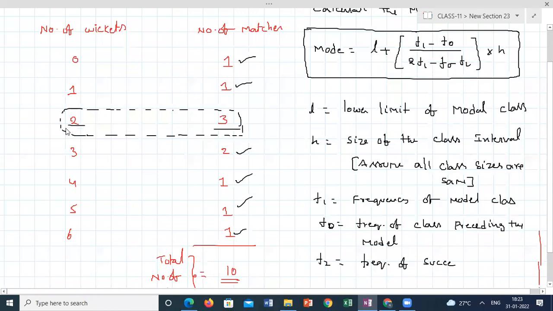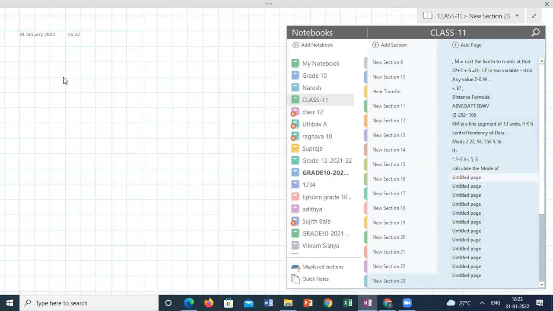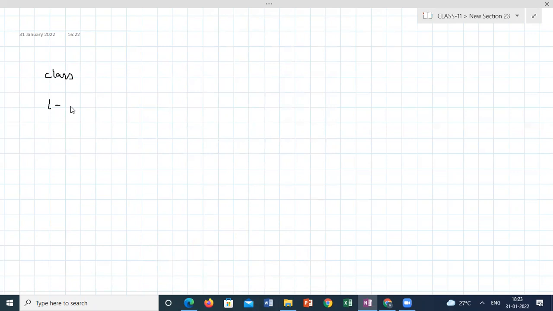So it will be easy to calculate if the data is like this. Suppose the data is a class-wise frequency distribution: classes 1 to 3, 3 to 5, 5 to 7, 7 to 9 and 9 to 11. That means the class interval is 2. 3 minus 1 is 2, 5 minus 3 is 2. Frequency of 1 to 3 is 7 times, 3 to 5 is 8 times, 5 to 7 is 2 times, 7 to 9 is 2 times, 9 to 11 is 1 time.